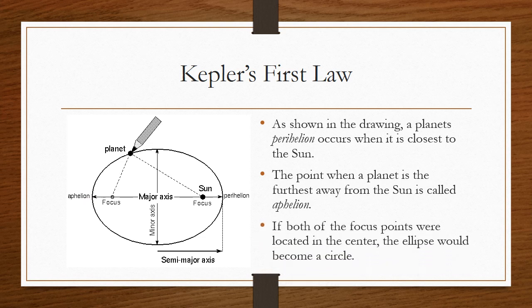If both of the focus points, or foci, are located at the same point in the center, then the shape of that ellipse would actually become a circle. So a circle is a very special type of ellipse where both of the foci are at the same point.